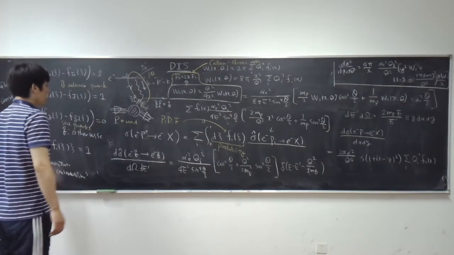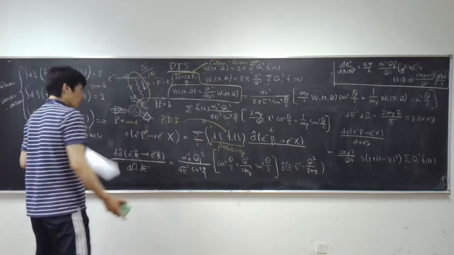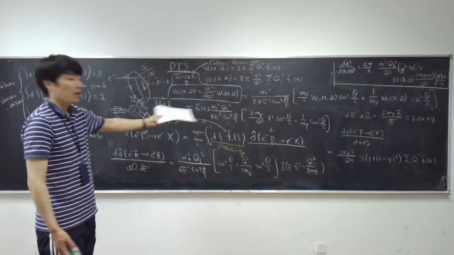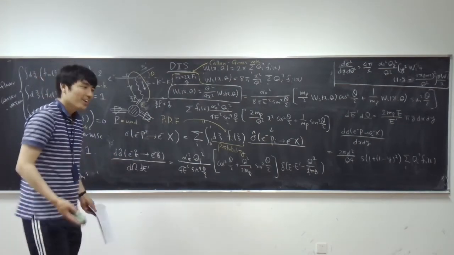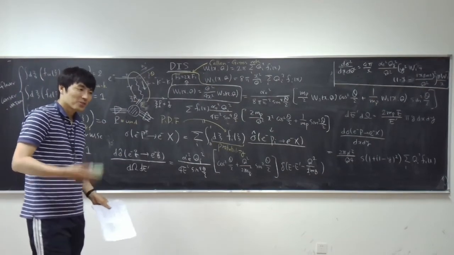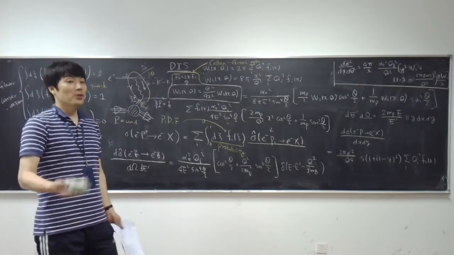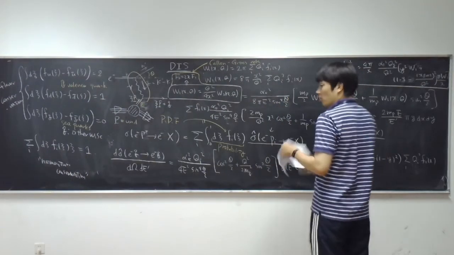These are the properties of these parton distribution functions. And of course, what we have done is just the tree-level calculation, which is leading order. If you want to see the quantum effect, then you have to go to the next leading order. That's what we are going to do. Any questions so far?